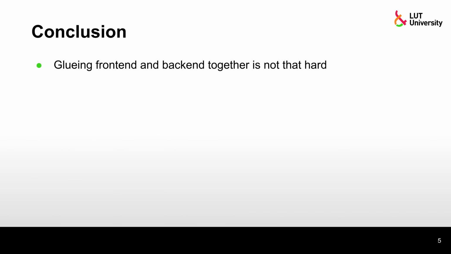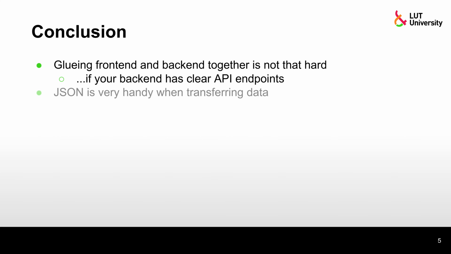So as a conclusion, gluing frontend and backend together is not that hard, and of course you need to have a backend that has clear API endpoints, so it's not doing any rendering on the backend side, it's only providing data to the front end. And JSON is very handy when transferring data.